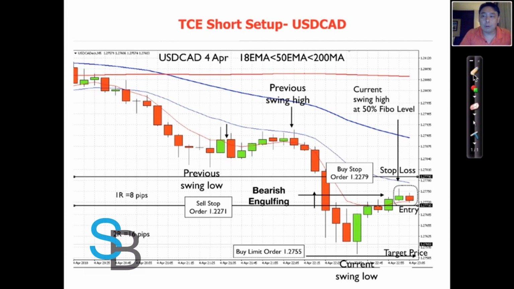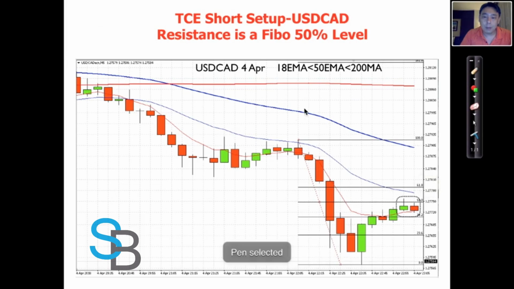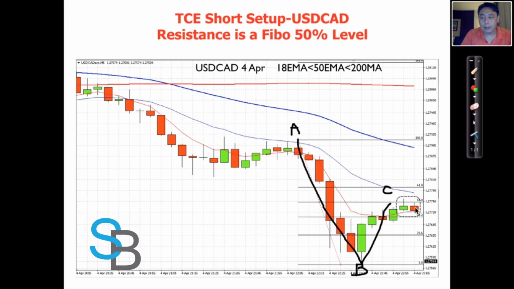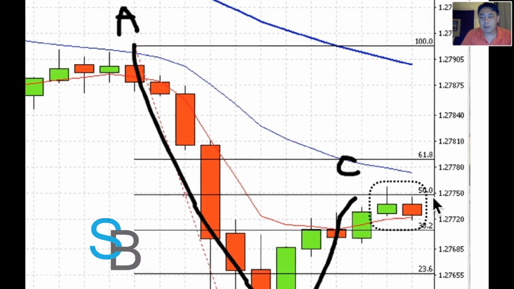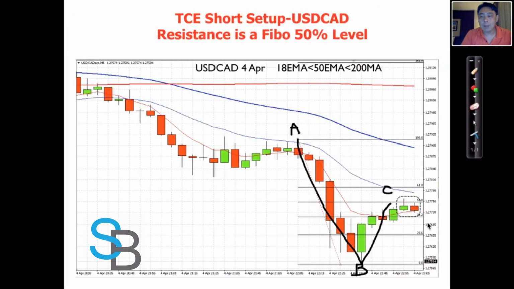So again, if you take a look, you draw your Fibonacci from A, the start of the impulsive wave down, to B, the end of the impulsive wave. So A, B, and then C would be the current swing high. So you can see it's exactly at the 50% Fibonacci level, right? So again, either at a Fibo level or at a moving average resistance, or both. That would be, of course, ideal.